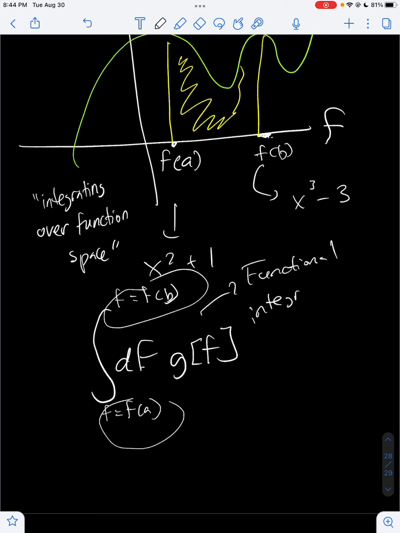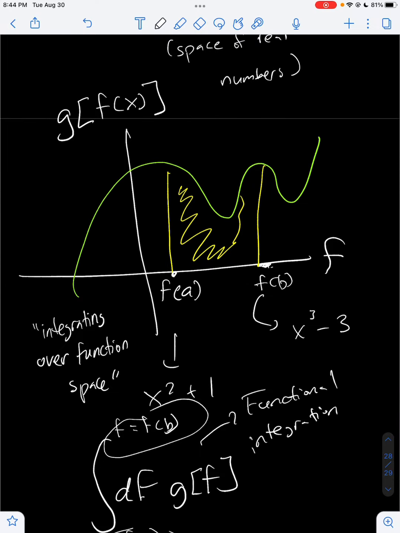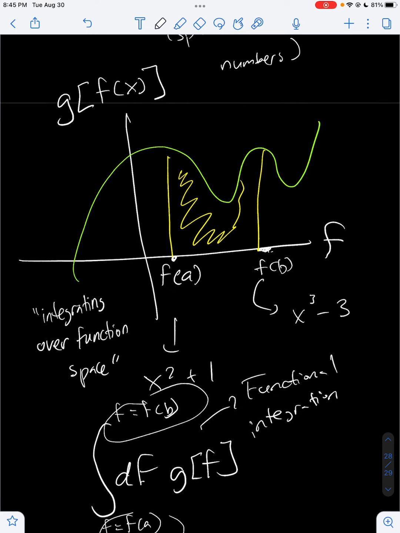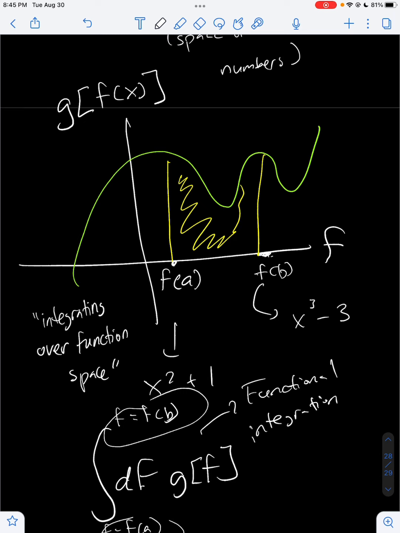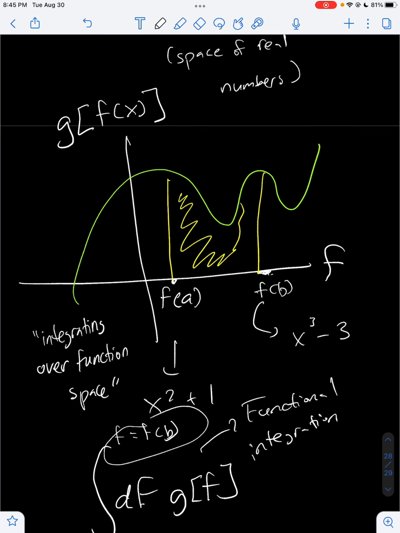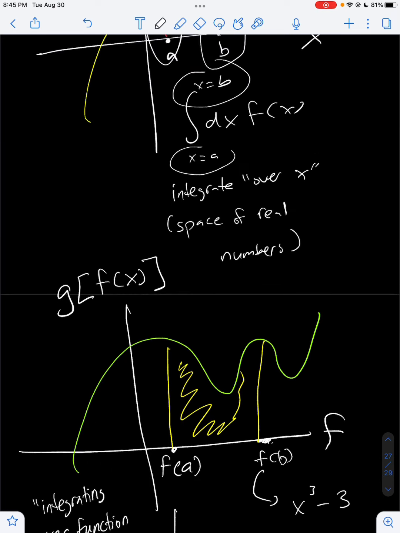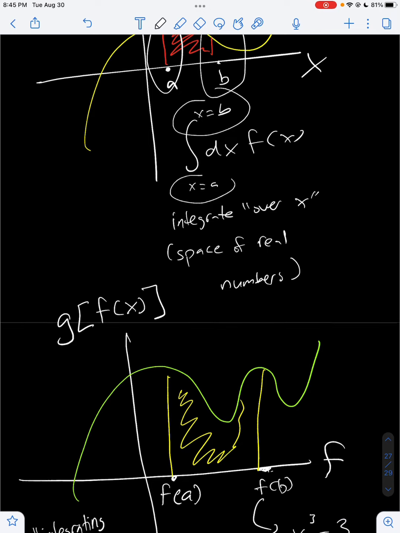Now you might be wondering, how do we use this in the path integral formulation? Well, in the path integral formulation, we integrate over functions. So the path integral is going to be a functional integral. So to solve the path integral, we are going to be using functional integration. All right? So that's where this picture ties into the path integral formulation.